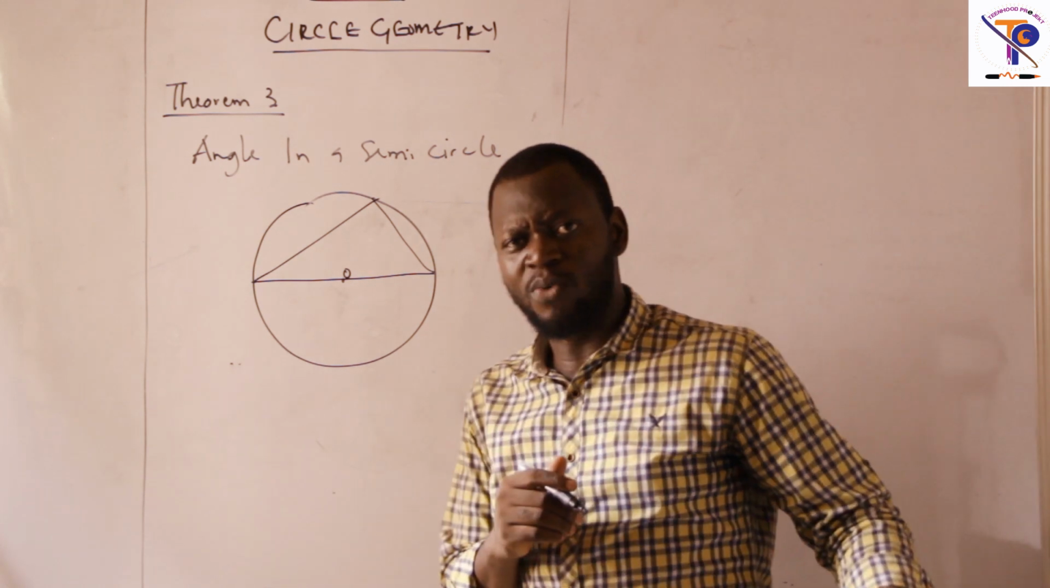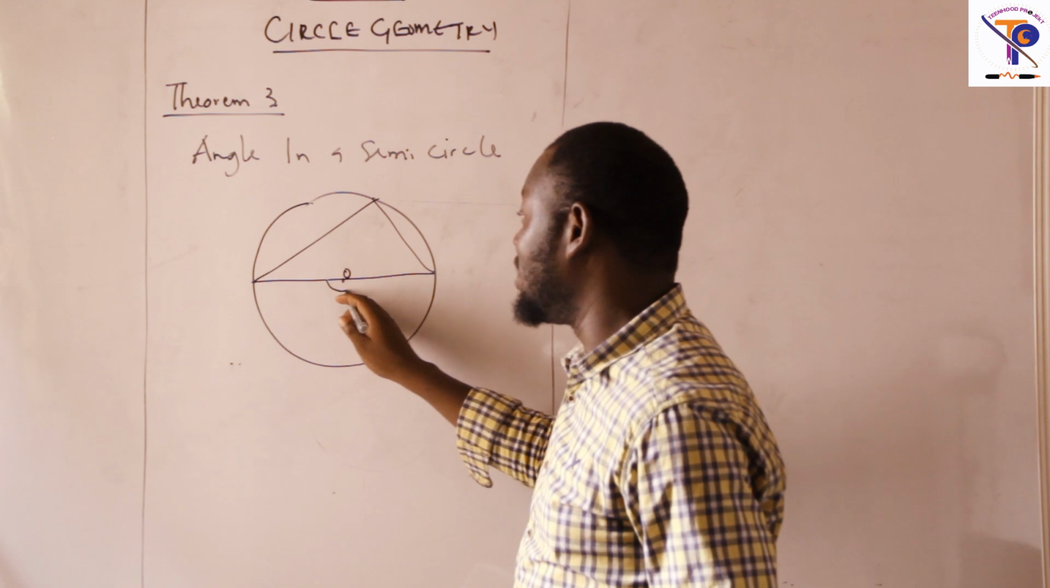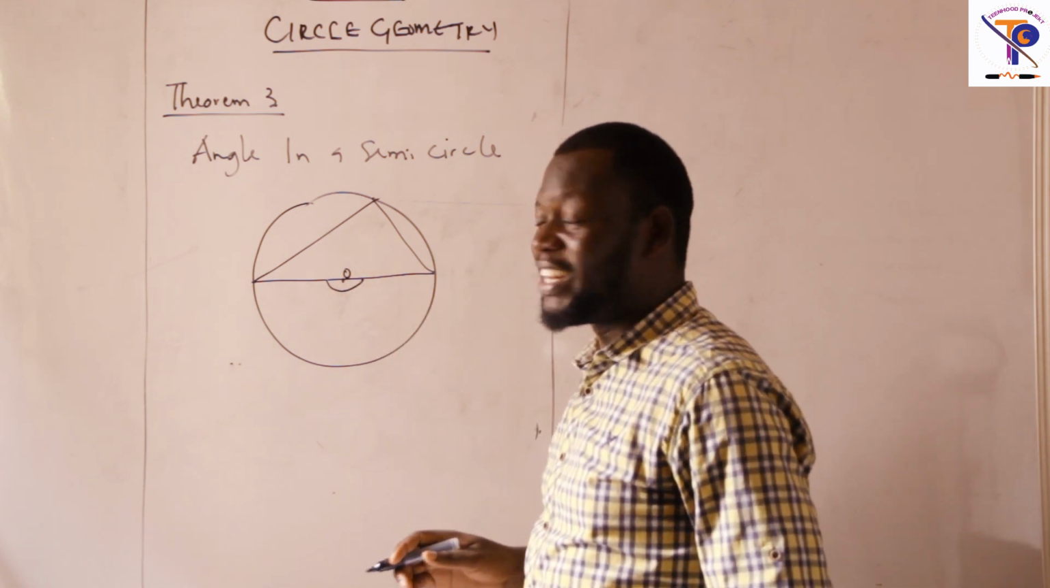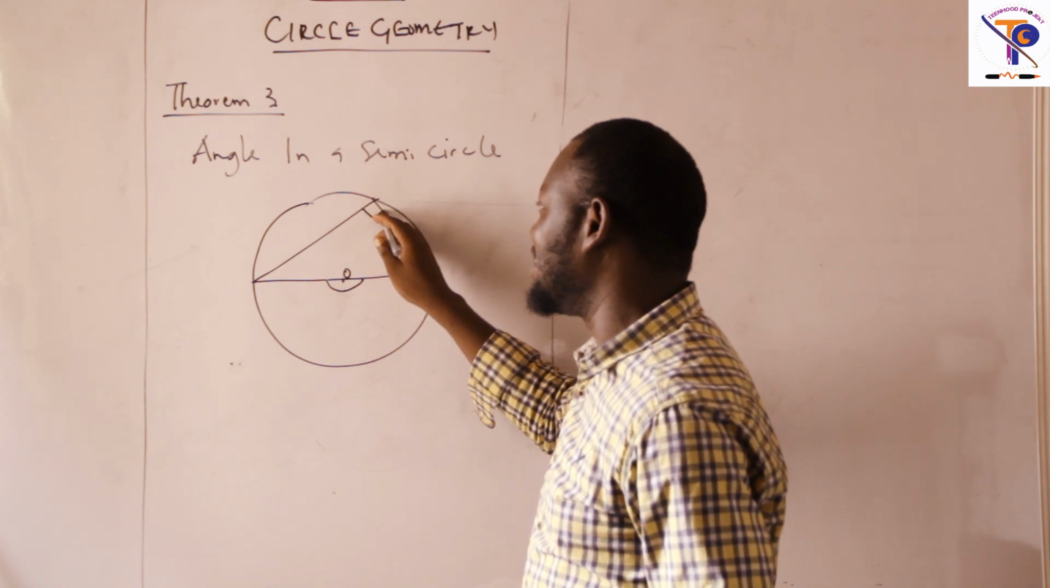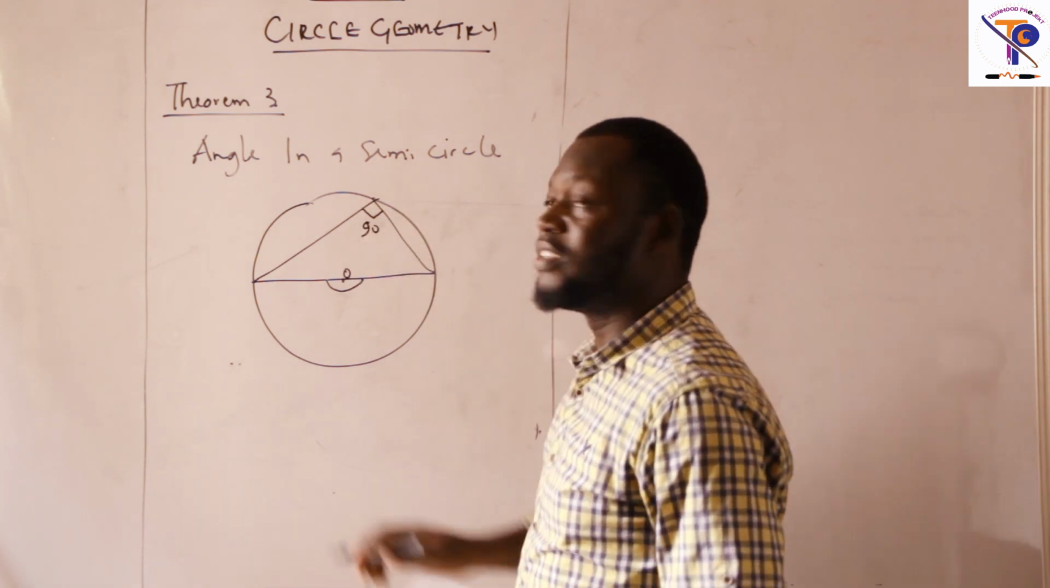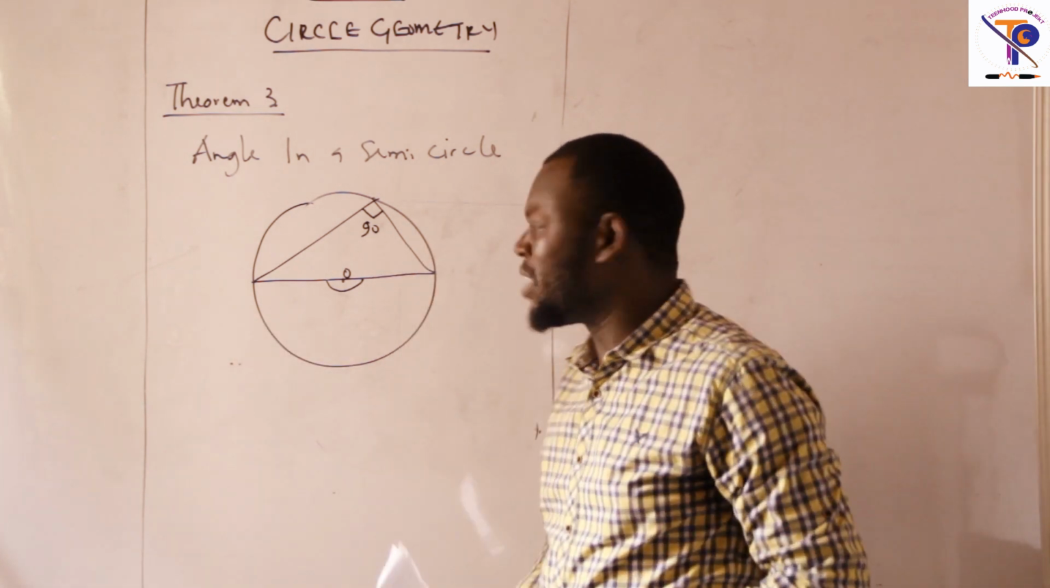Why is it related to angle at the center being twice angle at the circumference? You know the angle here is 180 degrees. So definitely if this is 180 degrees, this is automatically 90 degrees. So once you have a diameter, then it is obviously 90 degrees. So it can be anywhere.